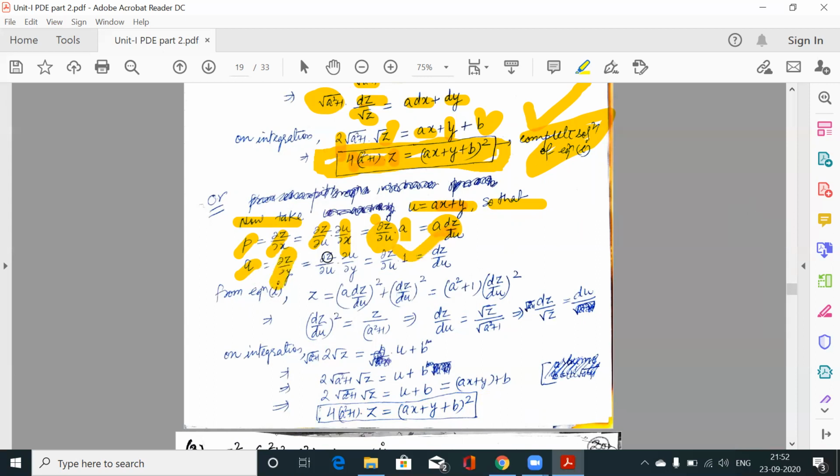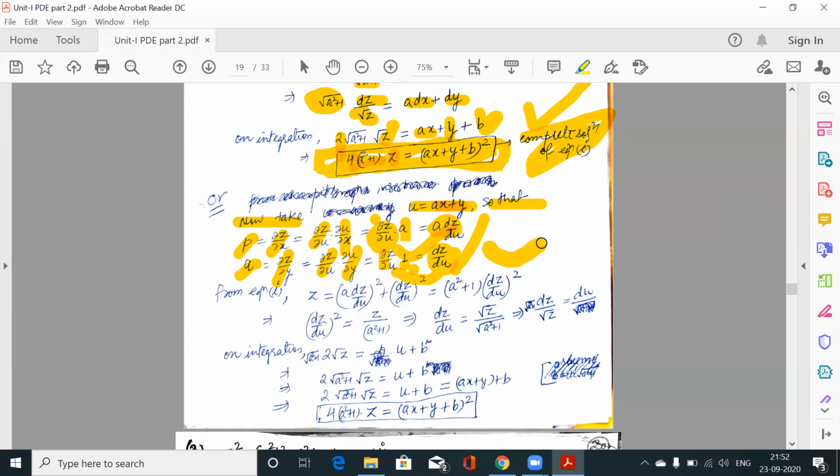Similarly, del z over del y is equal to dz over du times del u over del y. So del u over del y is 1. So del z over del y, again this is a partial derivative, but we can write it as an ordinary derivative, because z is now a function of u only. So what we do, we have got p and q.